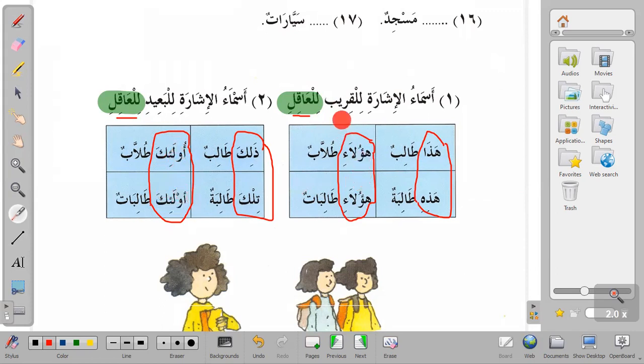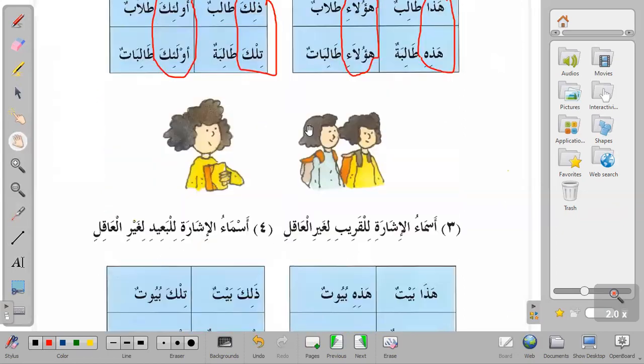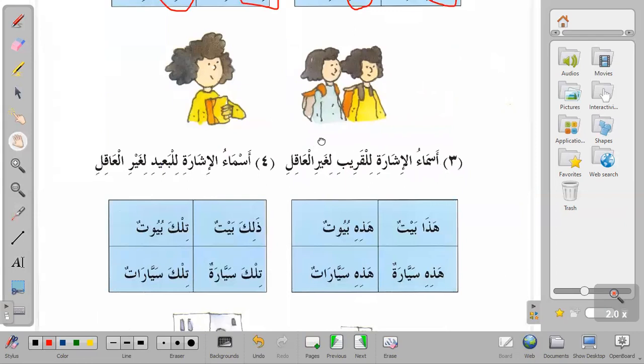Okay, so if it is close, what is the singular feminine ism ishara for close? Hazihi. So this whole plural would have been hazihi. The same way, what is the singular feminine ism ishara for ba'id, for far away? Tilka. So here this plural would have been tilka. I hope that is clear. But it is not so because here is human beings, akil. Okay.